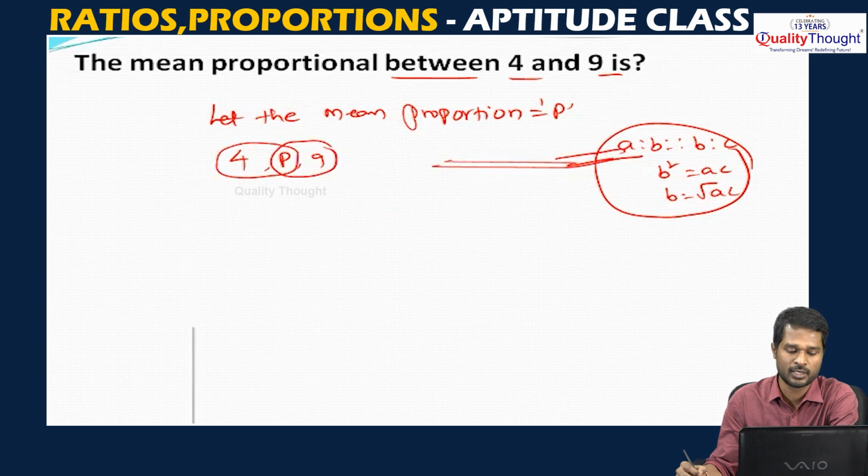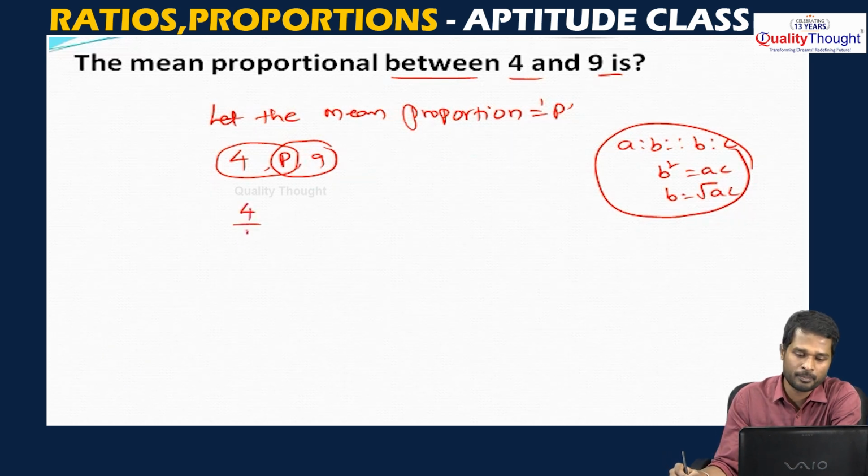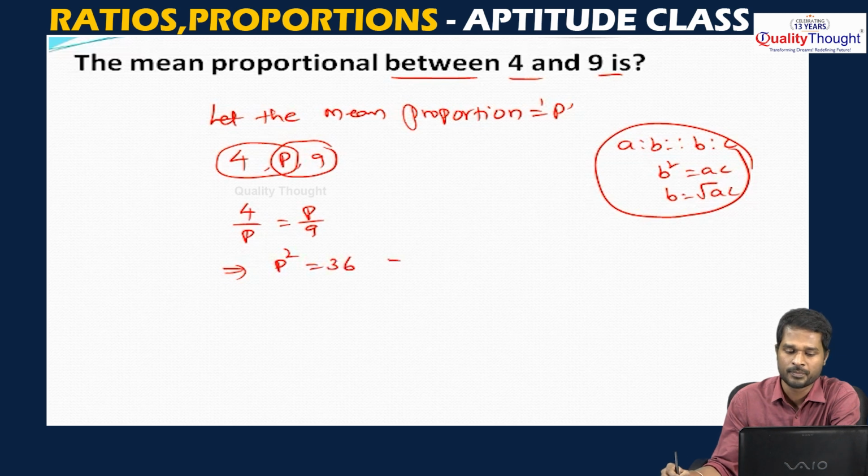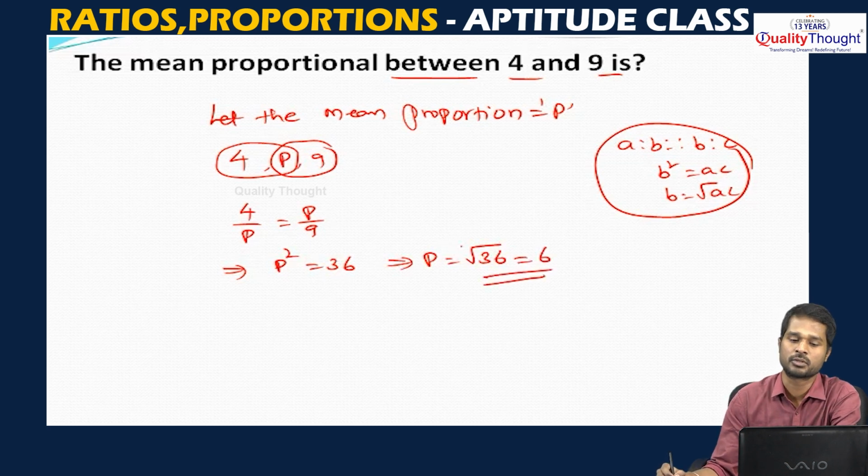So compare these values with A, B, C. When you compare 4, P, 9 with A, B, C, A is 4, B is P and C is 9. So this is 4 by P is equal to P by 9. So P square is equal to 4 nines are 36. So the P value is root 36, which is 6. So this is the mean proportion. The mean proportion of 4 and 9 is nothing but 6. Consider this, which we have already written in the notes. We have three variables and the middle variable will be common to both the things.